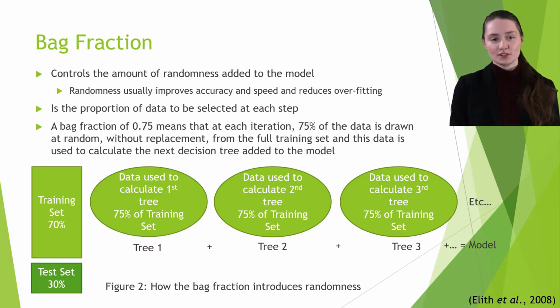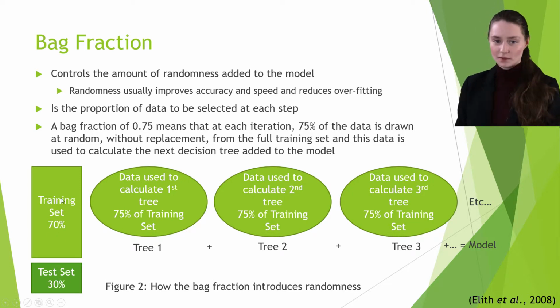So the bag fraction controls the amount of randomness added to the model. It's necessary because it usually improves the accuracy and the speed of the model, and it also reduces overfitting. It's the proportion of the data to be selected at each step. So first we split our data set into our training set and a test set, which is usually about a 70 to 30% split. And then we apply our bag fraction.